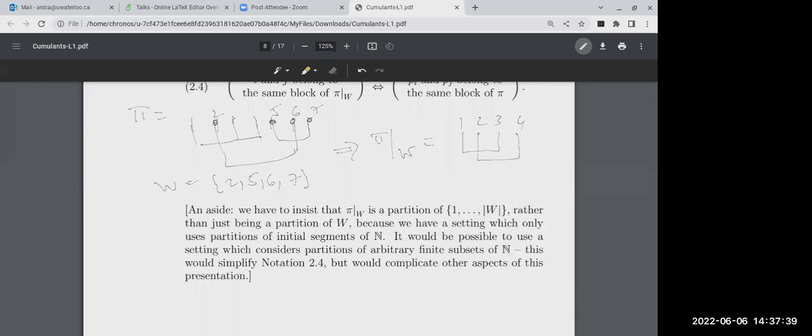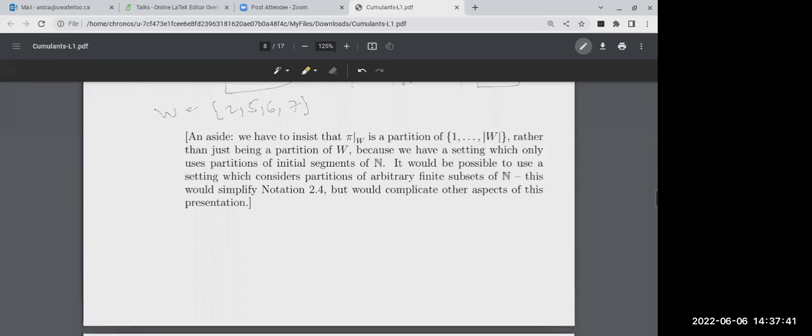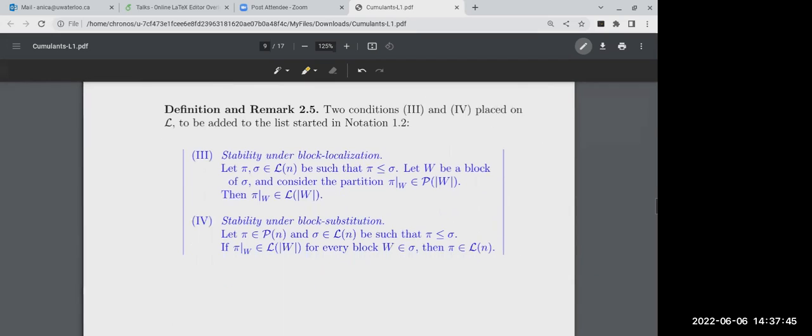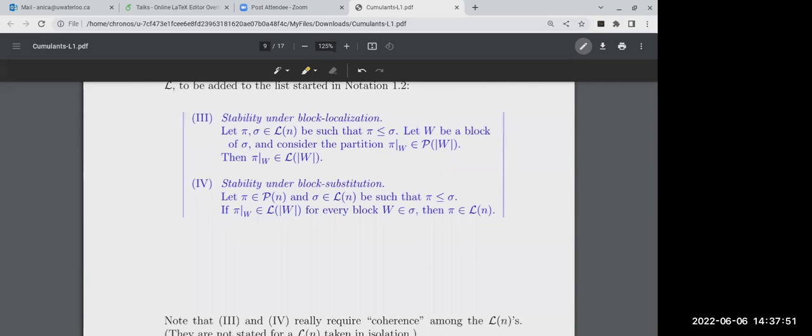That choice would simplify things here, but would complicate them in other places. Okay, good. So now I can state my next two properties: stability under block localization and stability under block substitution. And let me explain a bit again.